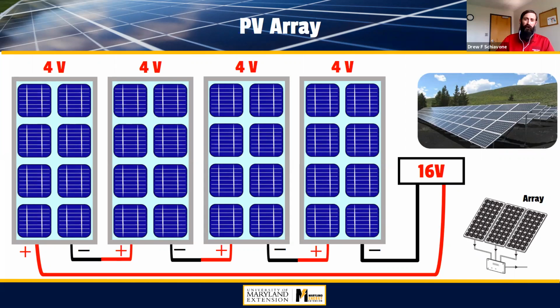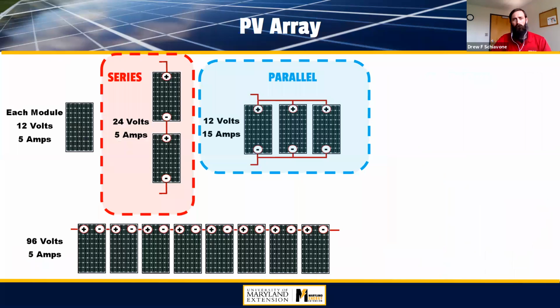tying multiple panels together. And this is an example of putting multiple panels into a series. Again, negative to positive terminals, and again, you just add the voltage up. So if each of those modules in this example is 4 volts, you'd add those together and have 16 volts. Okay.